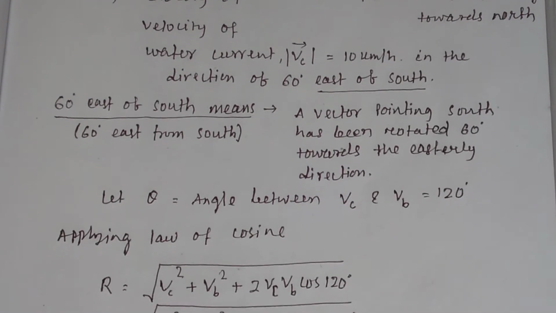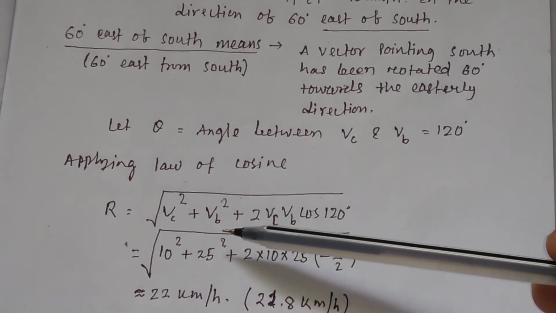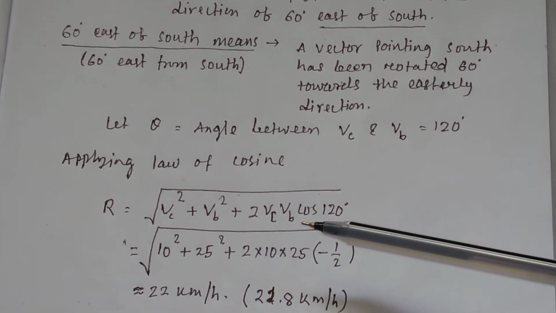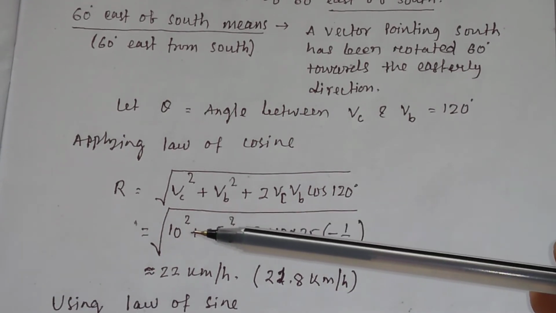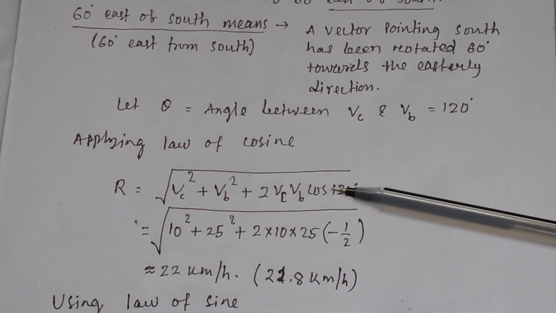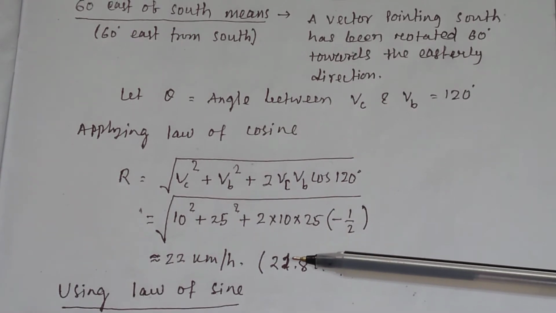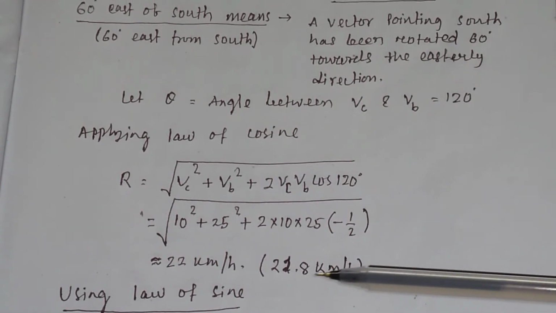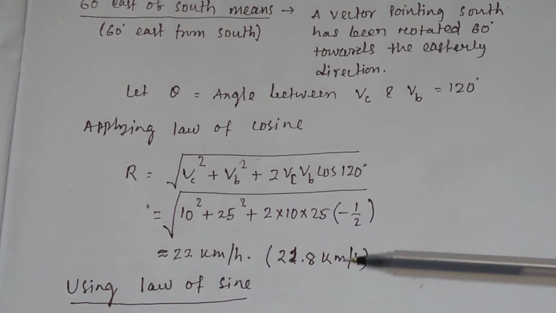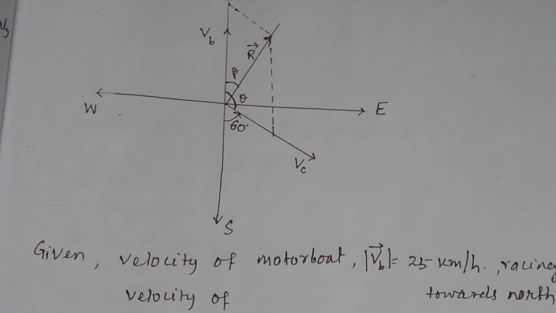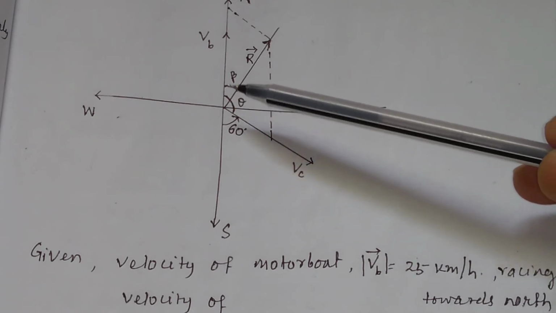So by applying the law of cosines, you will get the value of r, which is equal to the square root of Vc square plus Vb square plus 2 Vc into Vb into cos 120 degree. Vc is given 10, Vb is given 25 and cos 120 is equal to minus half. So if you solve this, it will be equal to 21.8 km per hour, or approximately 22 km per hour. Then we will find out the angle between this resultant vector r and the vector Vb.